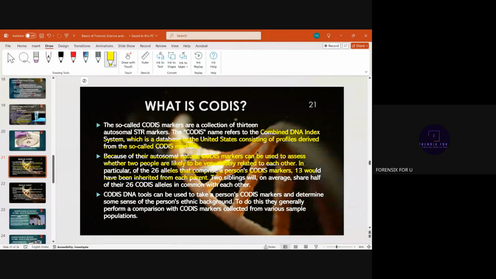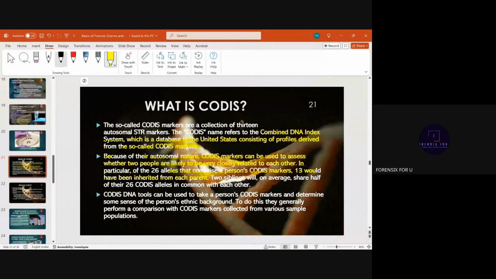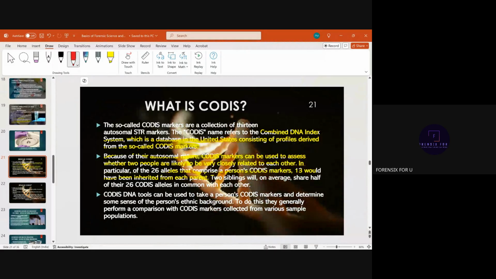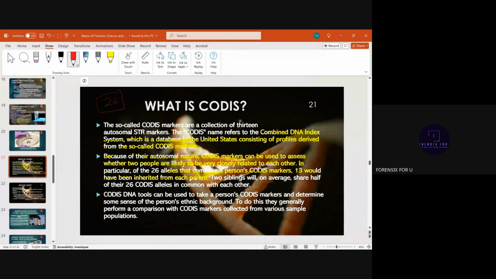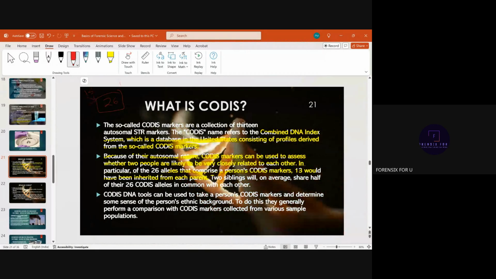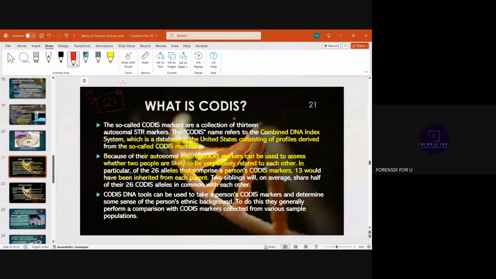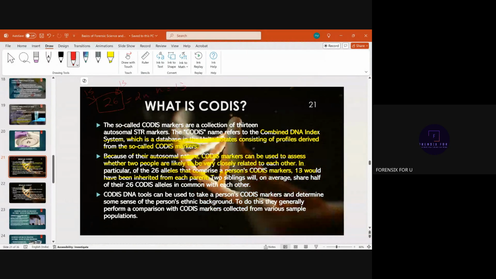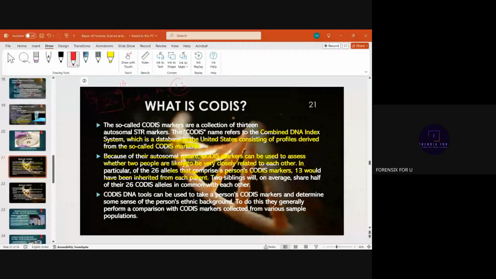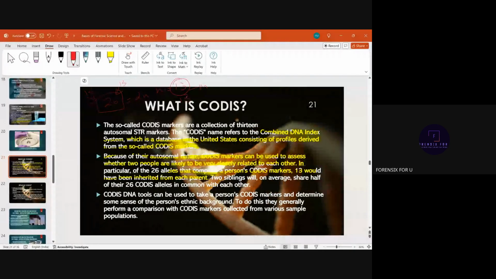So if a person is having 26 markers, or 26 alleles, 13 of this is coming from the mother, 13 of this is coming from the father. Because 26 is equal to 2n and n is equal to 13, and half, 13, would be from the mother, half, 13, would be from the father.